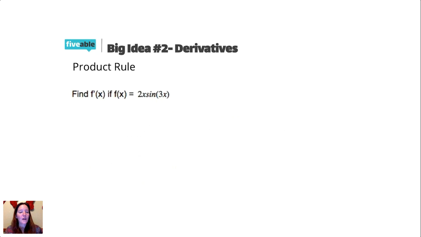So let's talk about the 3 rules to taking derivatives: the product, the quotient, and the chain. I'm going to show you how I take them. They are a little bit of a pain. I'm going to make them easier for you.